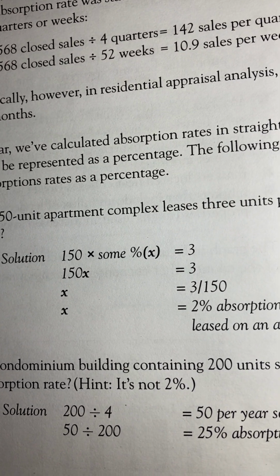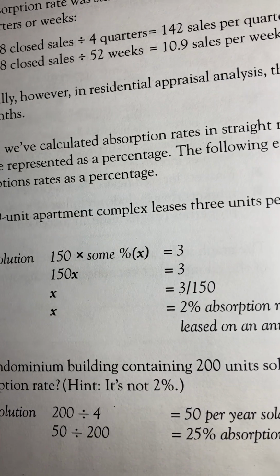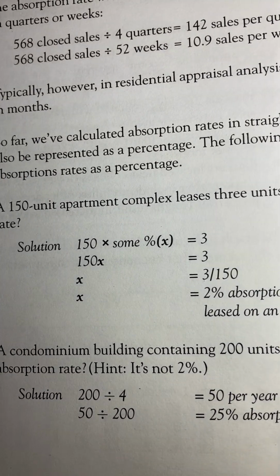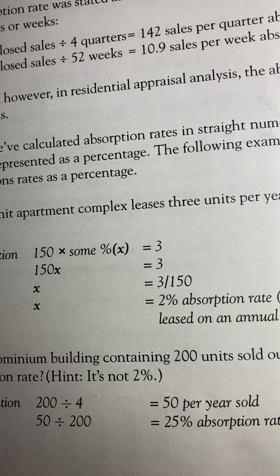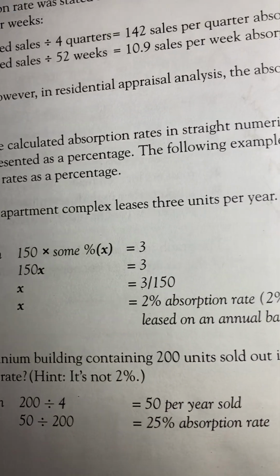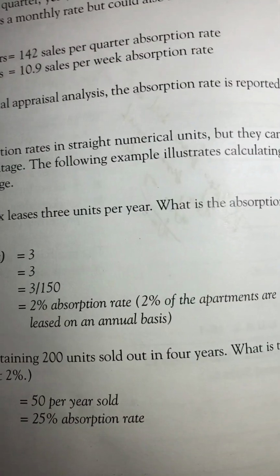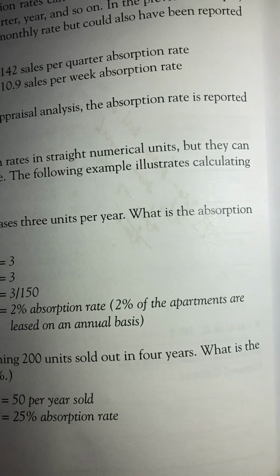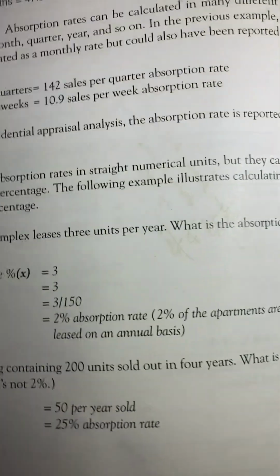150 X equals 3. X equals 3 / 150. X equals 2% absorption rate. 2% of the apartments are leased on an annual basis.